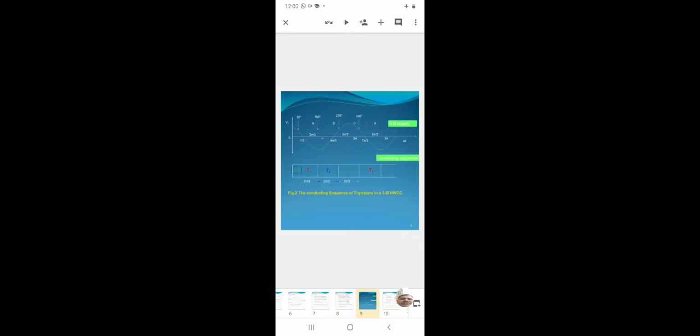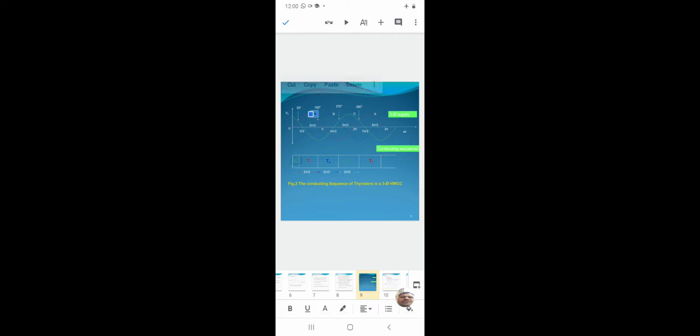The conduction period of each thyristor in a three-phase circuit is 120 degrees only. 30 to 150 means only a 120 degree conduction period in a three-phase circuit, but in a single-phase circuit it is 180 degrees.